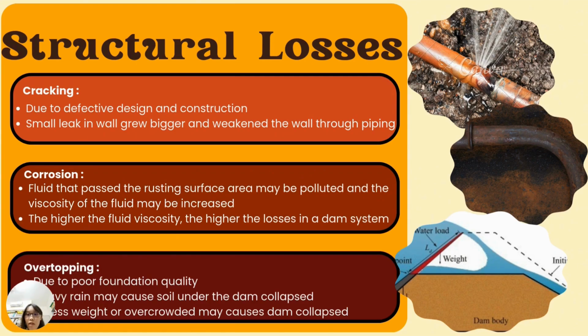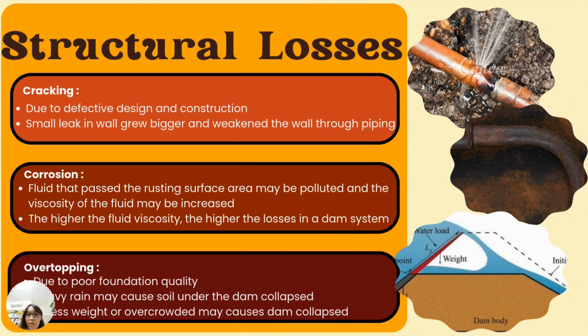Structural losses. Structural losses mean the losses that occur due to physical damage such as cracking of pipe, corrosion of pipe, and overtopping. Cracking is usually caused by defective design and construction. A small leak in the wall grows bigger and weakens the wall through piping. Then, the dam wall may burst due to pressure of accumulated rain.